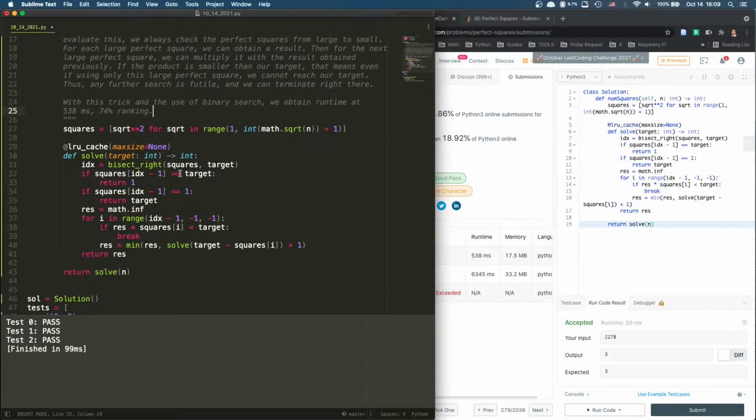I don't know. I mean, the worst case scenario is we go through every single one, right? So it's O(square root n), and because it's cached, each one's only visited once.